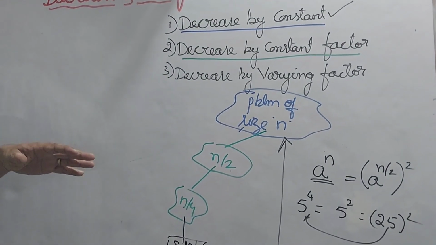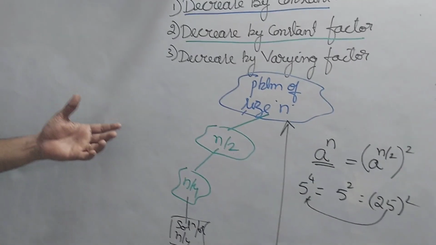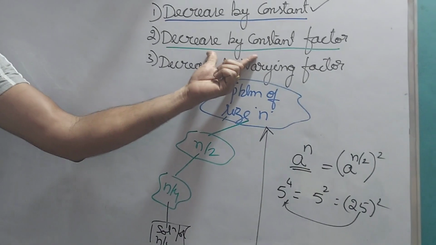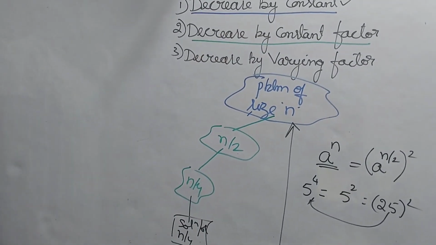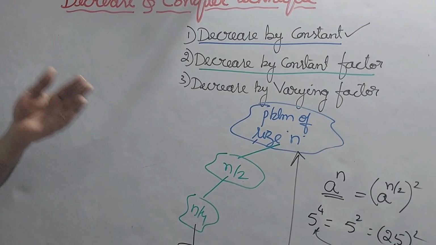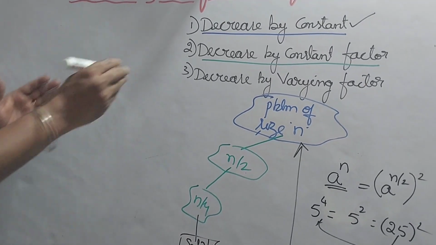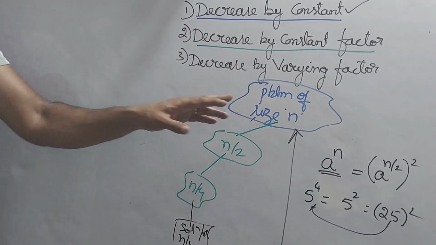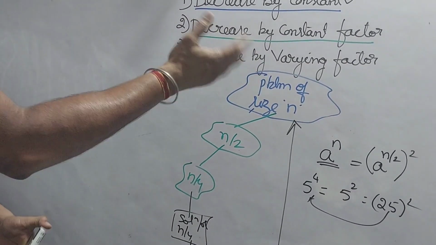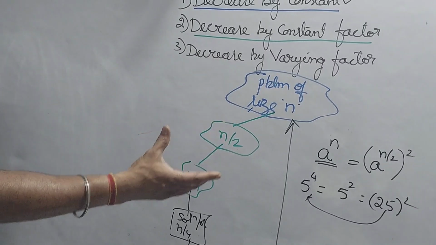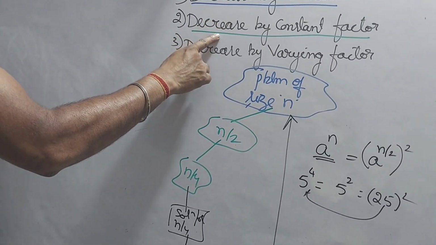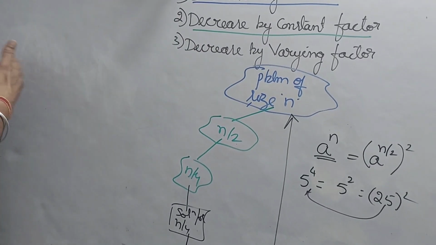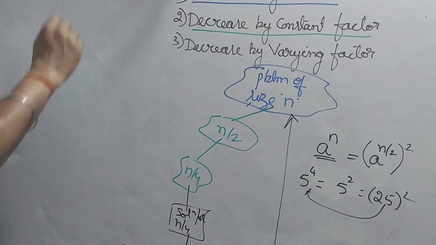Now you can ask me the question: what is the difference between decrease and conquer using a constant factor and divide and conquer? In divide and conquer also we are dividing into half. In decrease by constant factor, normally we are dividing by half, so this is also called decrease by half. So what is the difference between decrease by half and the divide and conquer technique?